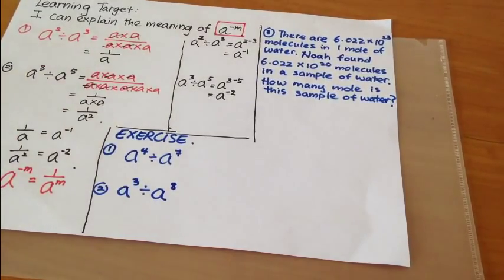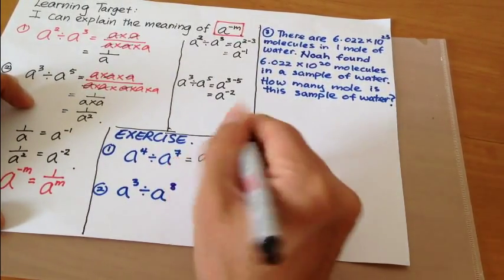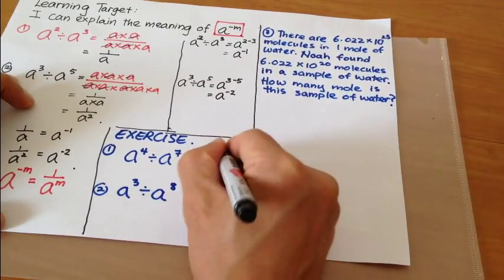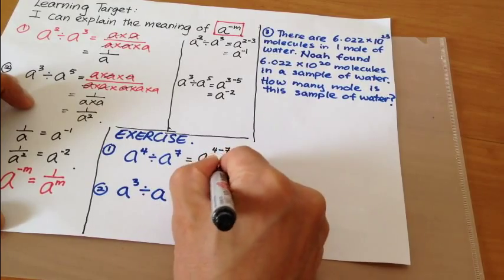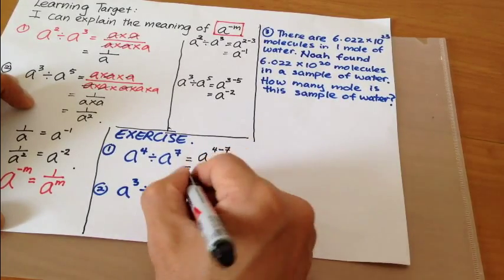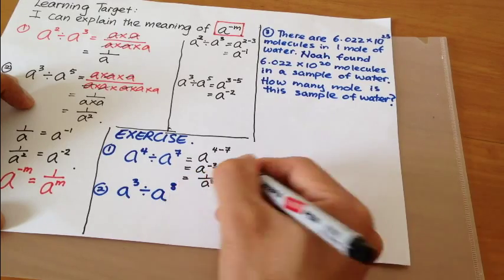Alright, welcome back. Now let's try our first question. The first question is relatively straightforward. That is basically a with the index 4 minus 7, that is a to the power of negative 3. Or if you prefer, you can write it as 1 over a cube.